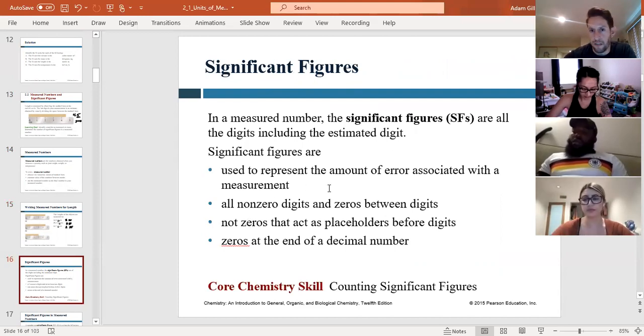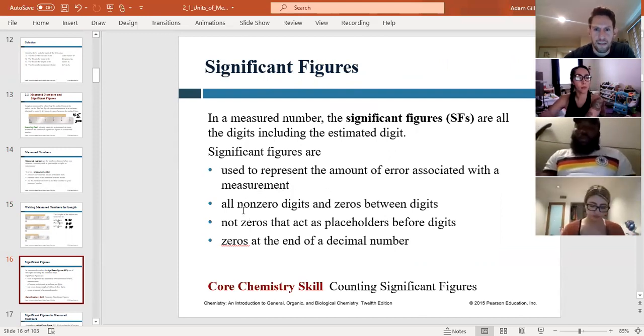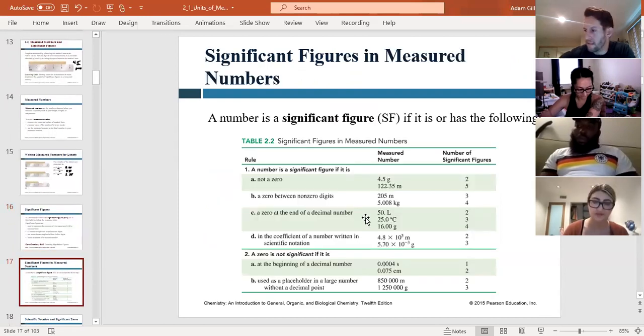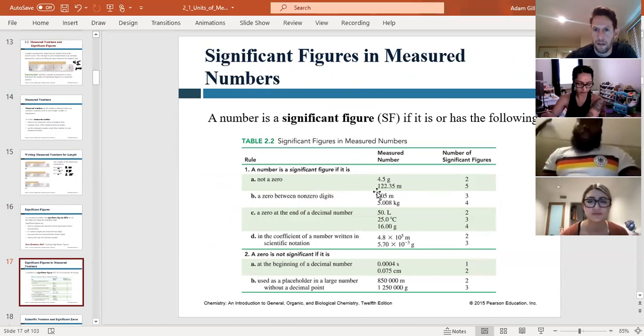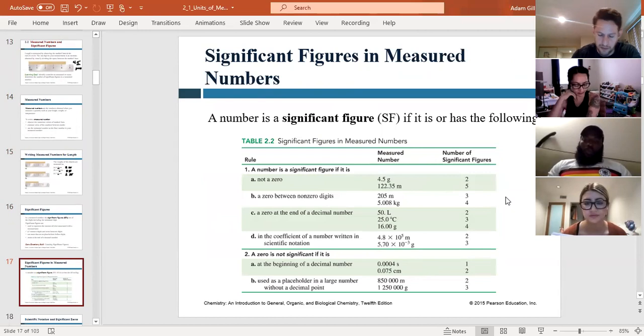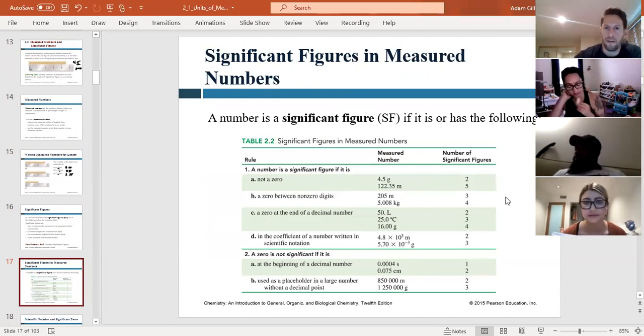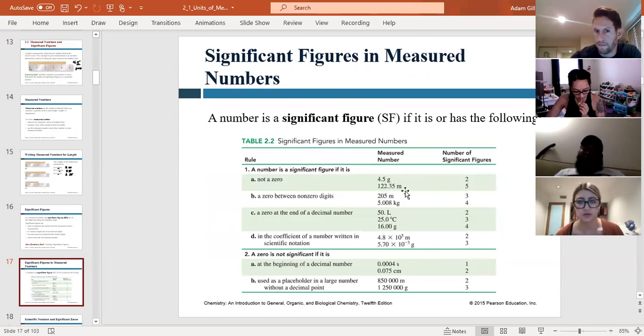And so there are some rules for significant figures. They're kind of tedious, so bear with me here. There are rules for including zeros in your significant figures. Okay, let's go through some examples and then hopefully these rules will be self-evident. So a number is a significant figure if it's not a zero. In these first 2 examples, you have 4.5 or 122.35, right? These are actual integers, and so they count, right? So it's 2 sig figs here, 5 significant figures here.